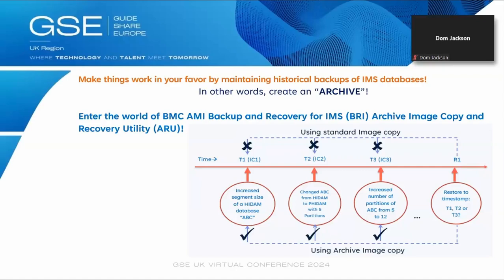After each of those structural changes made to the IMS database, you have your standard image copies. But the point here is, if you were to restore to a timestamp when a structural change to your IMS database was made, your standard image copies won't help you here, right? What you will need then is archive image copies created by the BMC archive image copy and recovery utility. So that's the significance of the archive image copy and recovery utility, right?